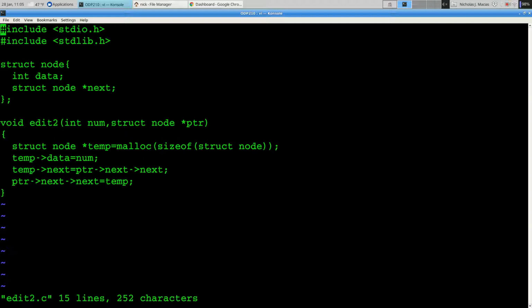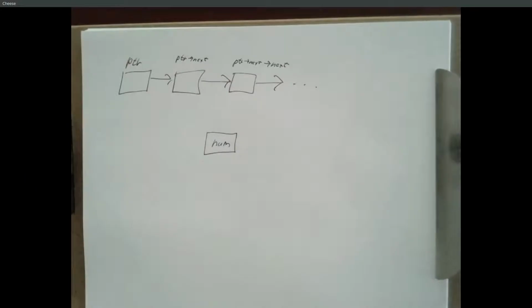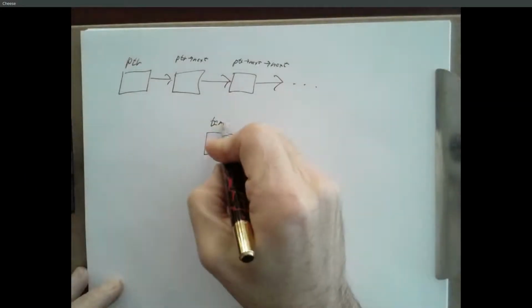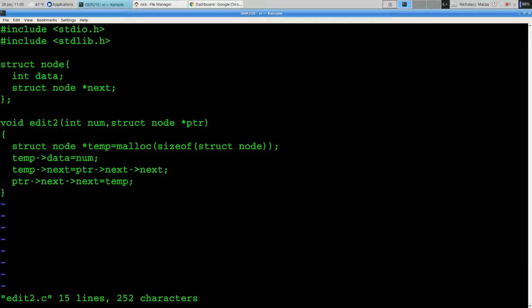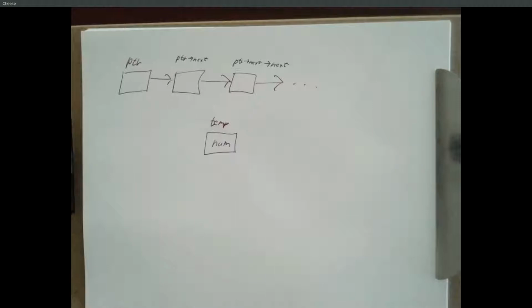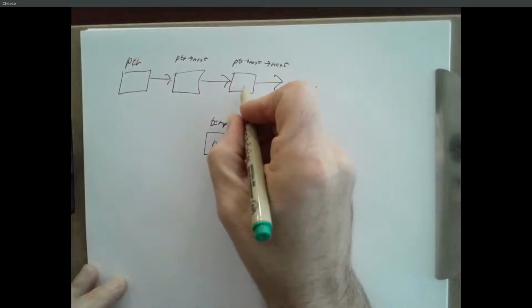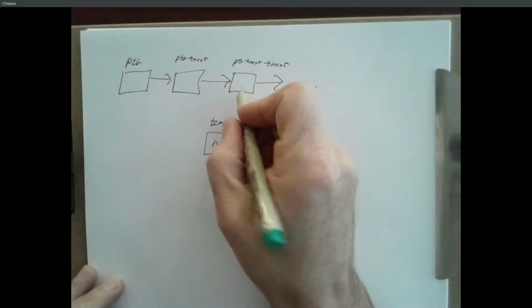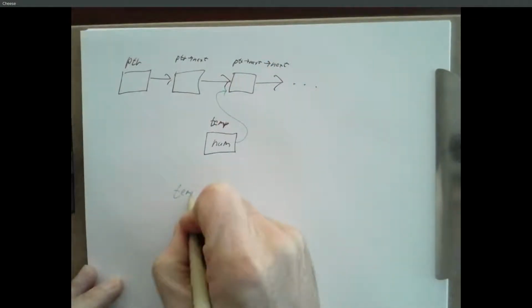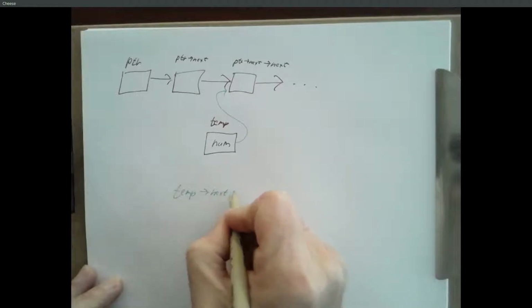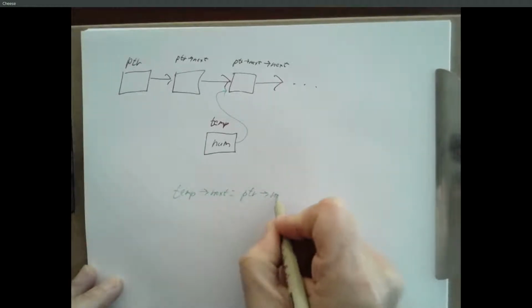Okay, but in this case we are creating a node, so we call malloc, and I'm saving that in a temporary variable called temp. So this is temp. And we're going to set temp arrow data equal to num. So that happens on that second line. And now we need to set up a pair of pointers. So the first thing we want to do is have temp point to this thing. Okay, so to create this green link, temp arrow next equals pointer next next.